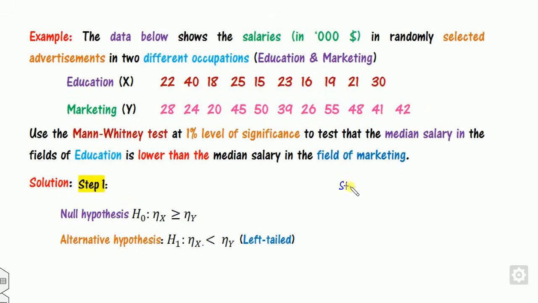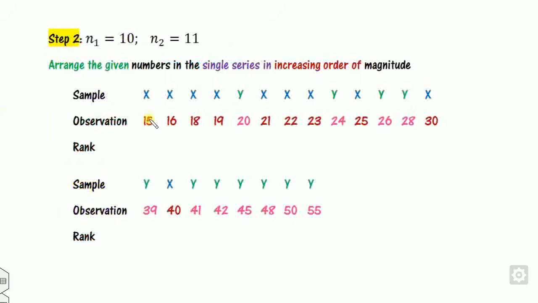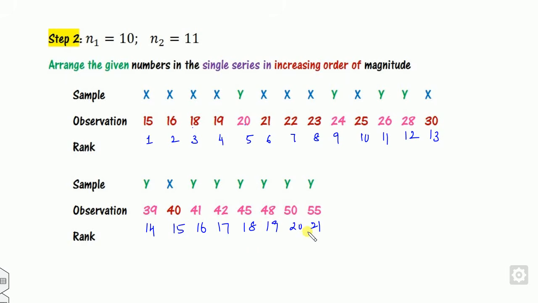Now in order to find step 2, we will arrange them in ascending order. The smallest number is 16 for the X, then 18 again for the X, and so on. We will find it like this. Now we will rank them. So this is 1, 2, 3, 4, there is no repetition, 6, 7, 9, 10, 11, 12, 13. Again there is no repetition.